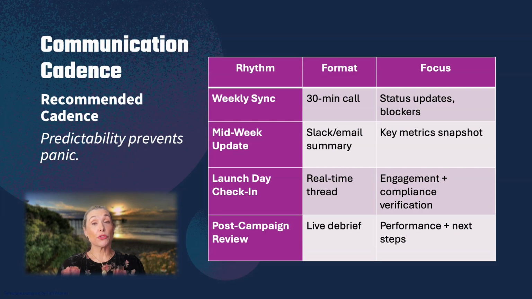You must check that disclosure visibility is confirmed and engage promptly with early audience feedback. Four is post-campaign review. This formal debrief focused on performance and next steps. Teams should meet at least twice a month to review performance and optimize strategies.